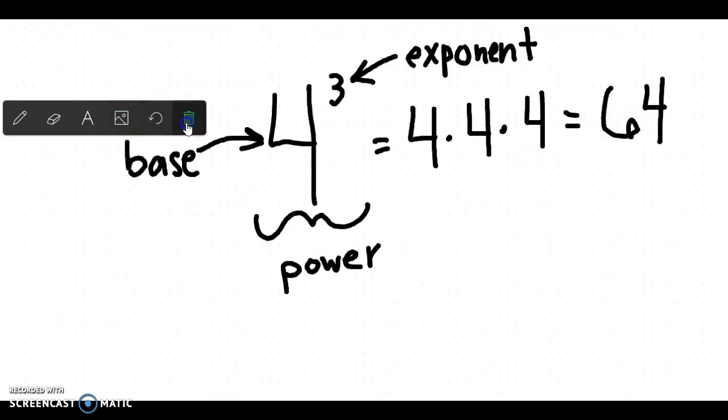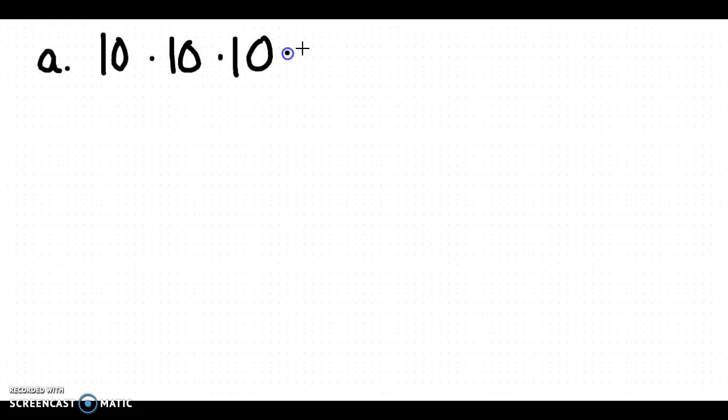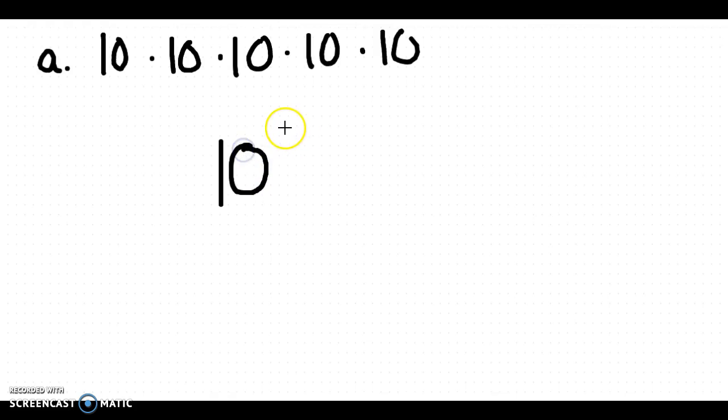So let's go ahead and look at your first example, A, or 1A. We have 10 times 10 times 10 times 10 times 10. We want to write that as an exponent. Notice we're multiplying 10 by itself 5 times. So our base is 10, and since we're doing it 5 times, we're going to write 10 to the 5th power.